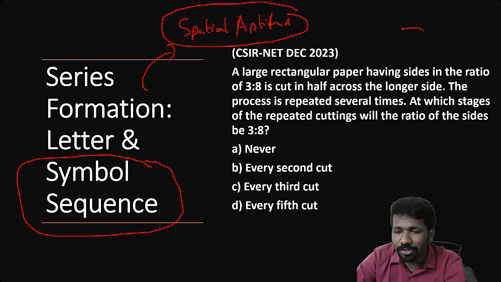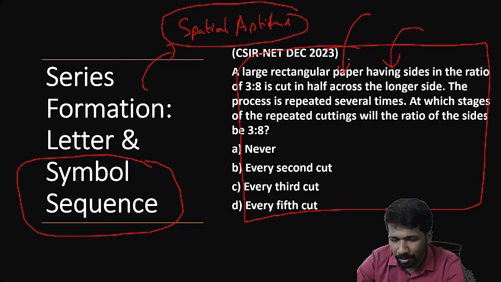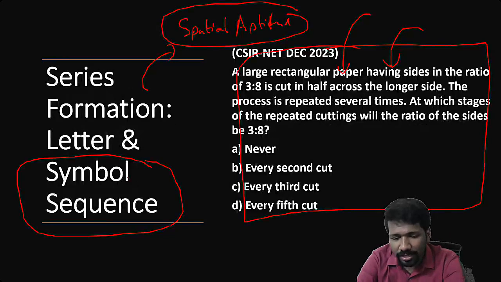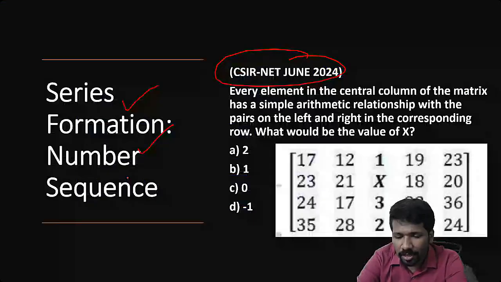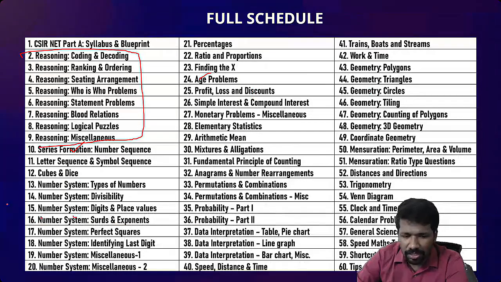But now last 2 years they have started asking proper spatial aptitude based questions like this. पेपर फोल्डिंग का, assembling का क्वेश्चन, मिरर इमेज का क्वेश्चन, फ्लिपिंग वाला क्वेश्चन. So these things we will be separately discussing in the letter and symbol sequence wala lecture. So that is this unit. Now a small topic in reasoning is cubes and dice.